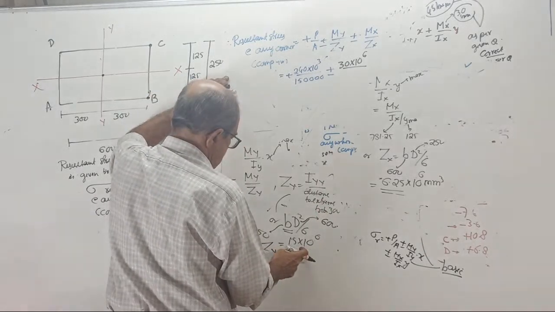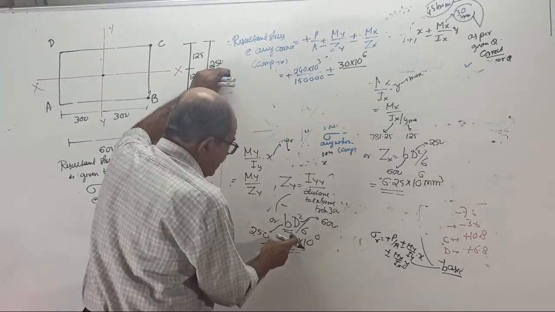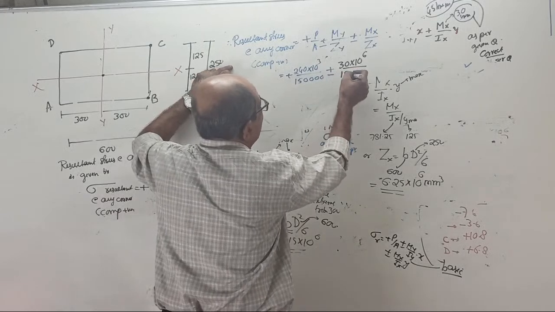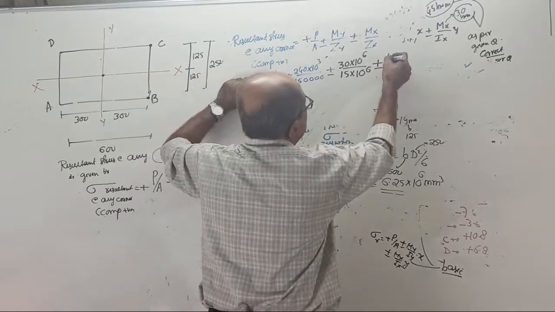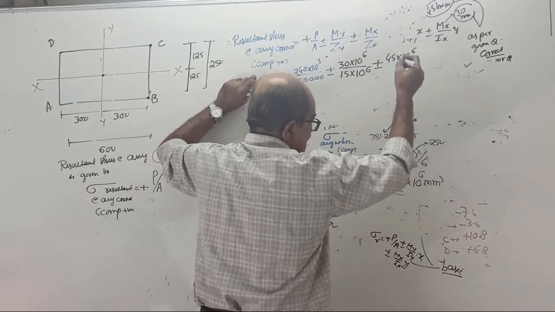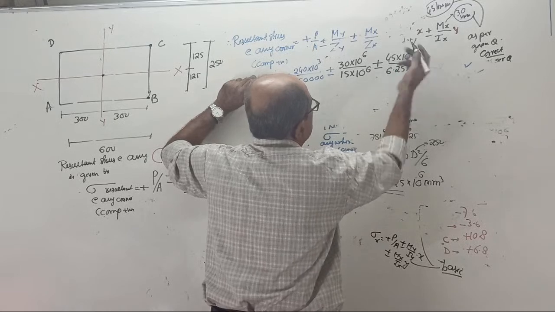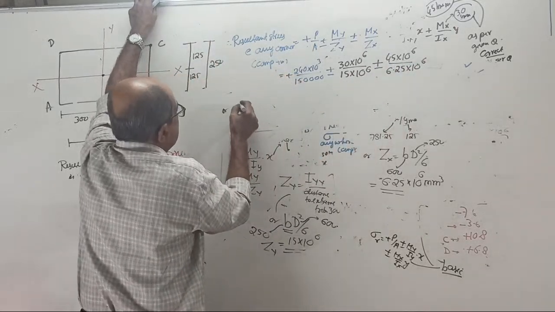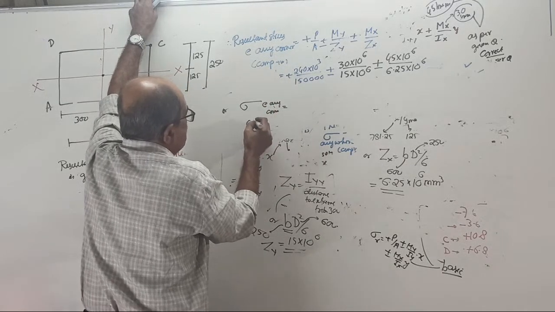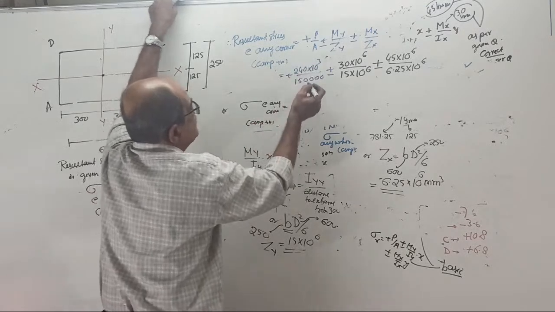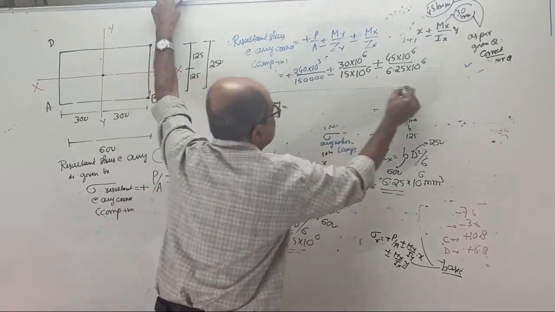Z about Y is, any answer? 1.5 times 10 to the power 6. What is this one? 15, I do. 15, okay, 15 times 10 to the power 6. Then plus or minus M about X is 45 times 10 to the power 6 divided by Z about X, 6.25 times 10 to the power 6. Or you can tell sigma at any corner, compression positive, is 240 times 10 to the power 3 divided by 150000. Answer, 1.